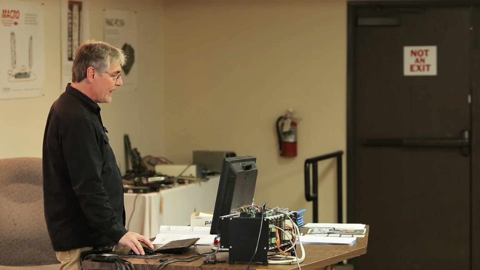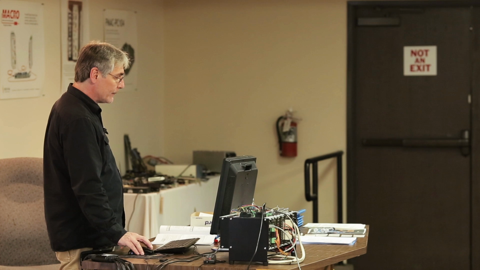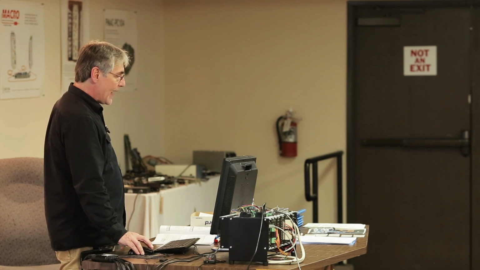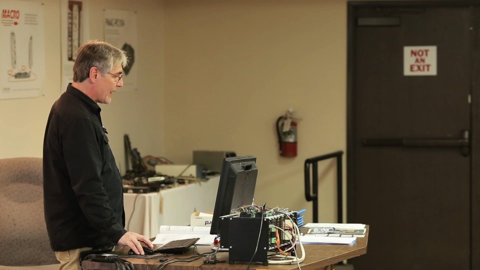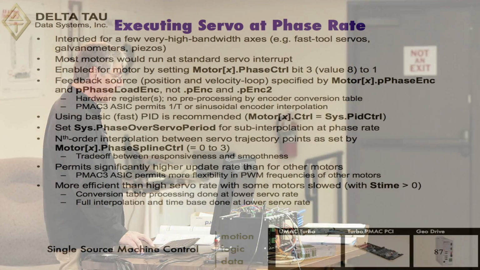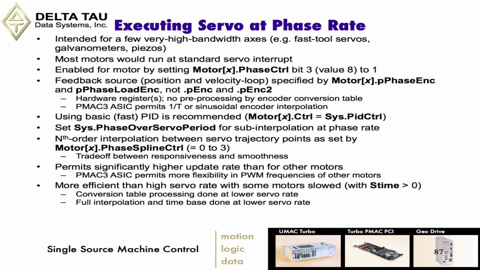We'll talk more about the adaptive servo control tomorrow. And the cross-coupled gantry, we'll talk about that tomorrow. You can execute the servo at the phase rate. So you can enable this for each motor by setting Motor[x].PhaseCtrl bit 3 to a value of 1, which should be a value of 8. For your very high bandwidth axes, this will allow them to close the servo loop at the phase rate.